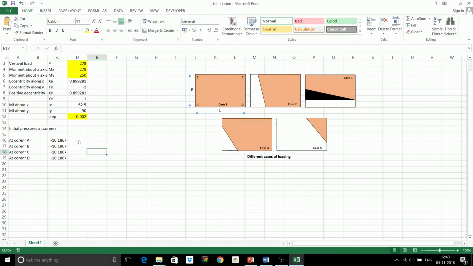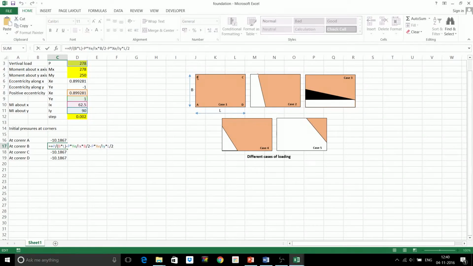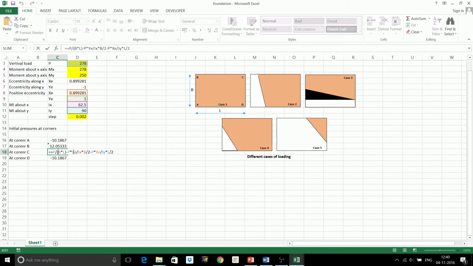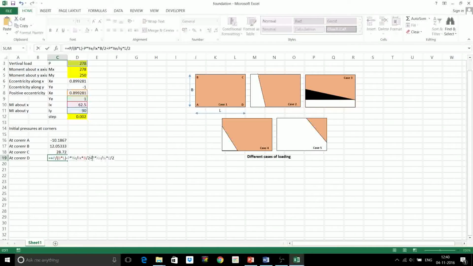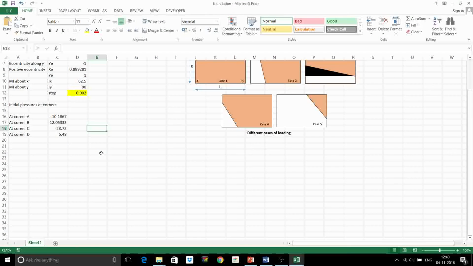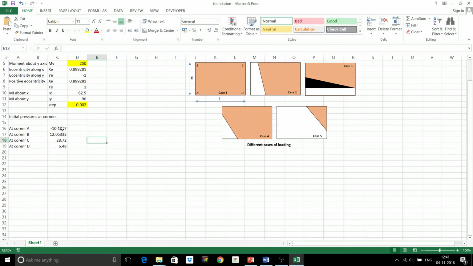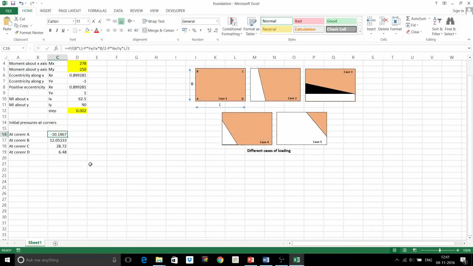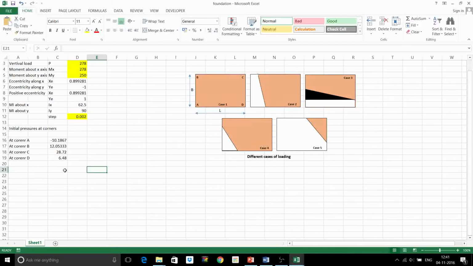Okay. Now here for B you can see Y is positive and X is negative. For C both are positive. And for D, Y is negative, X is positive. So these are the initial pressures at the corner, and if you observe this A is negative, that means corner A is being lifted upward. So we'll identify the case over here.